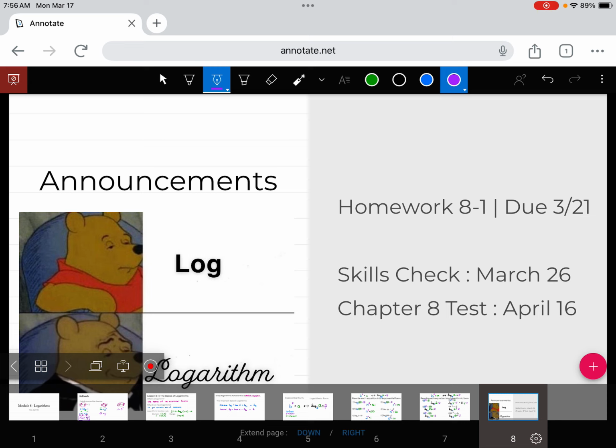All right, April 16th is when our chapter test is. We are going to have a skills check right before spring break, though. We're going to skills check on the 26th. And we've got like 3 minutes till announcements. So, yeah. I do have the chapter tests graded and in. If you would like to see yours, let me know. I can get it out.